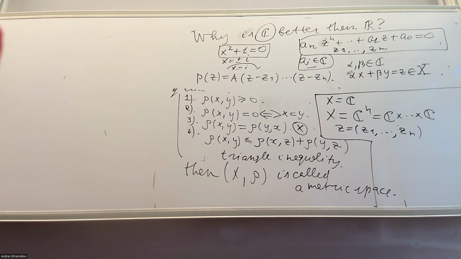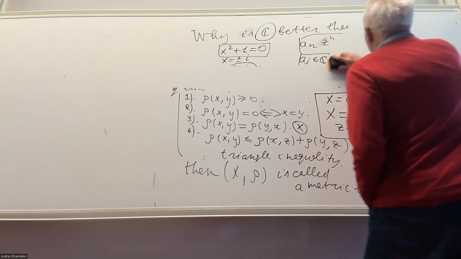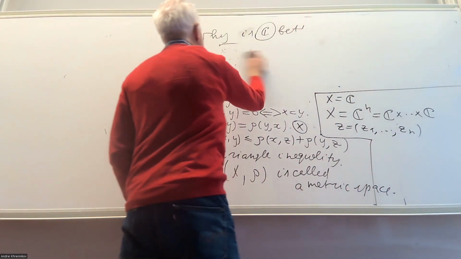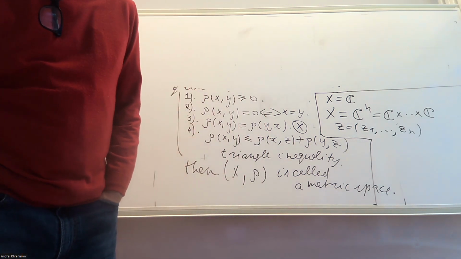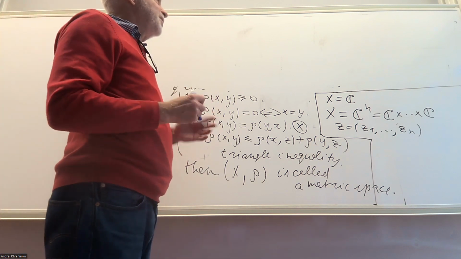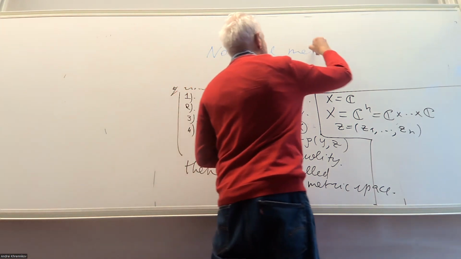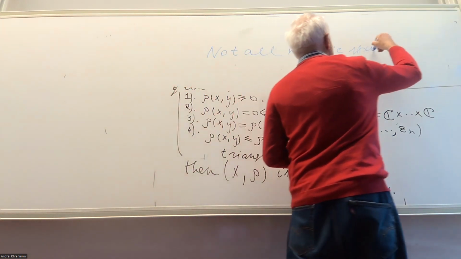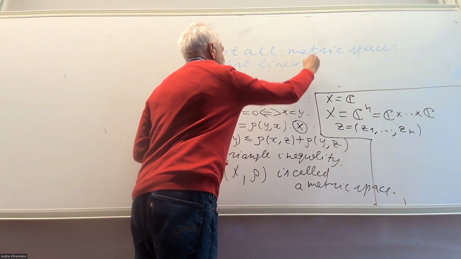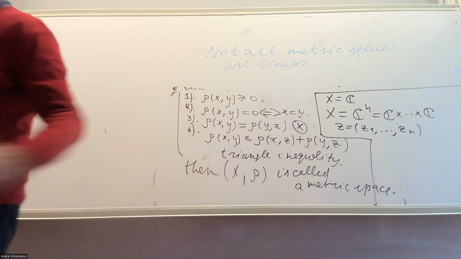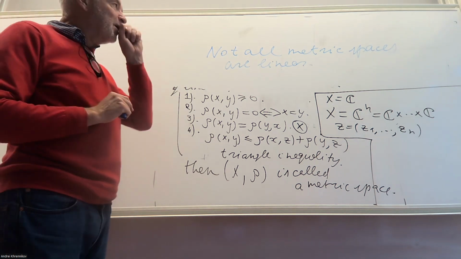So we continue. And you write another title. Before, remarks that not all metric spaces are linear. So the metric space is the most general notion. And now we shall step by step go to more and more concrete notions.